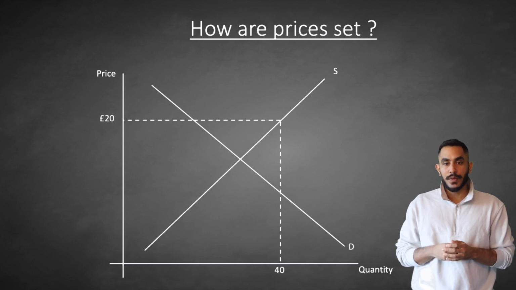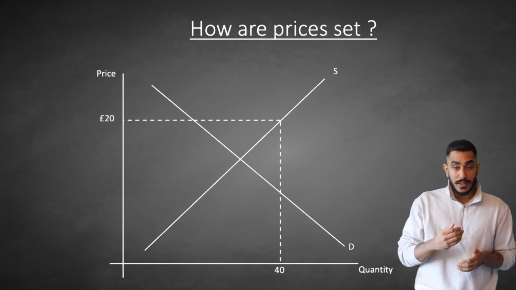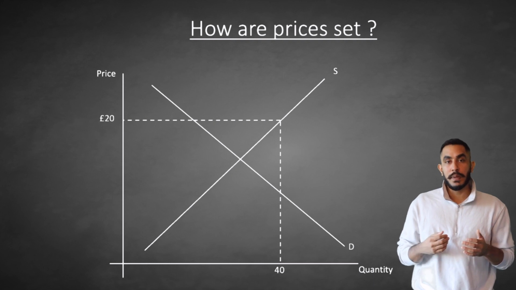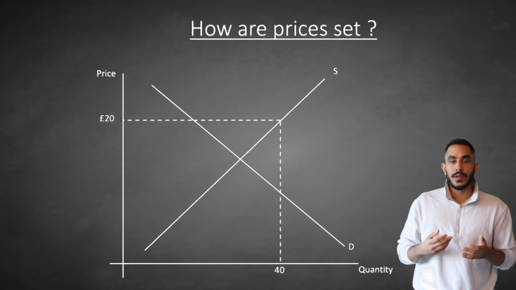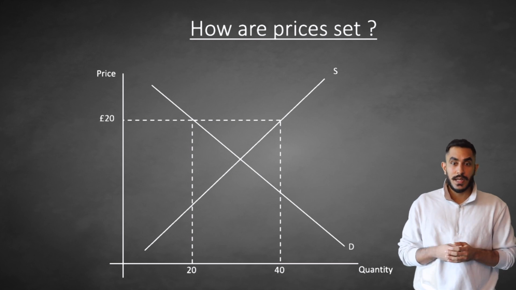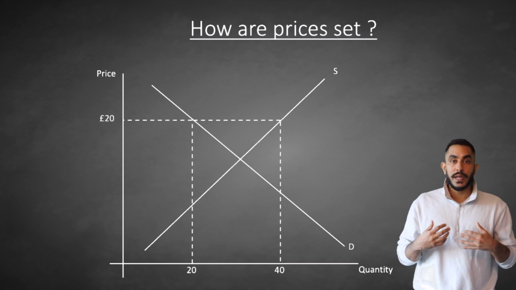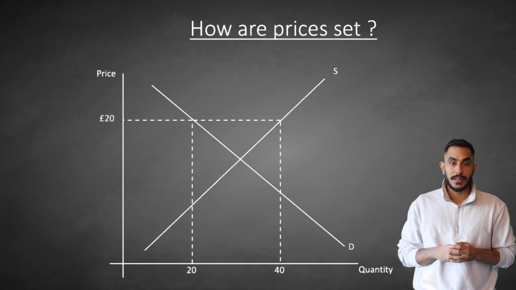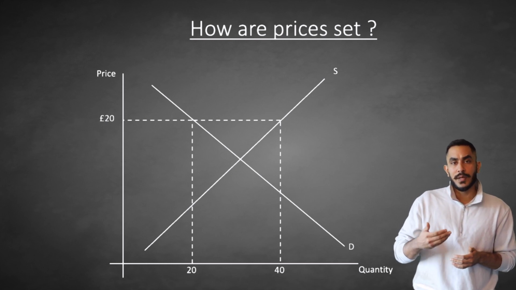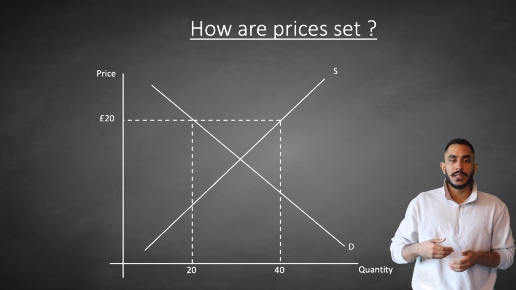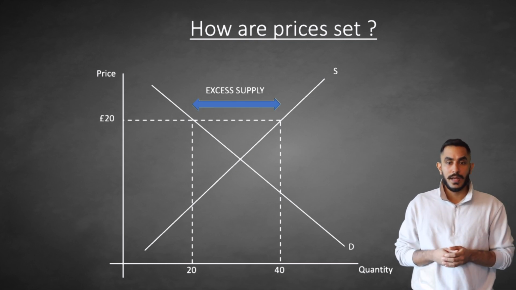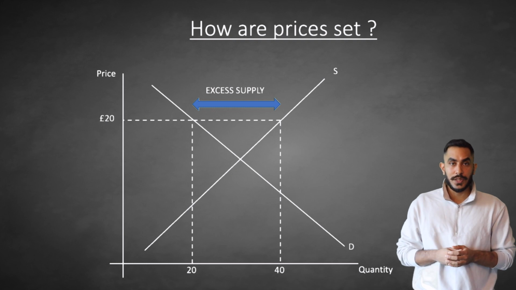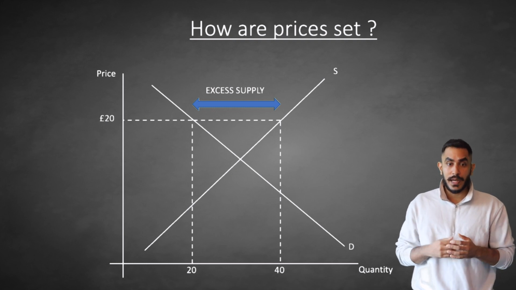In this example, if we go across to the demand curve at a price of £20, we will see that the quantity of the t-shirt that is demanded is 20 units. However, at this price, we as producers are willing and able to produce 40 t-shirts. Therefore, at a price of £20, supply is more than demand. Economists call this situation excess supply.